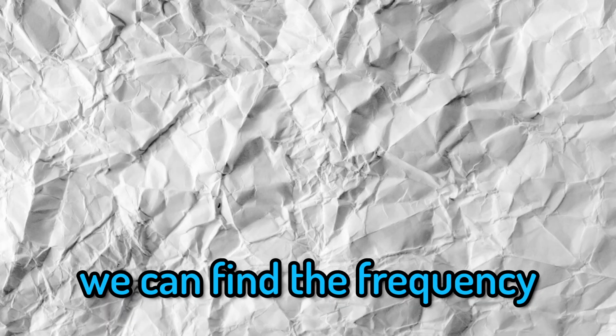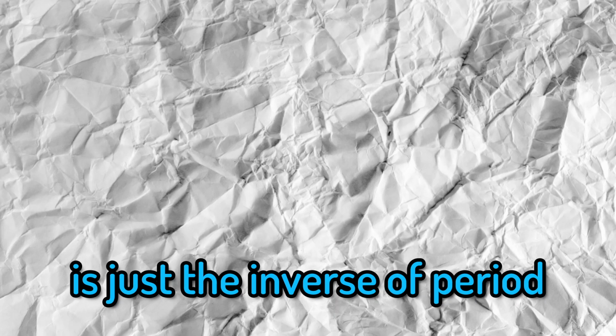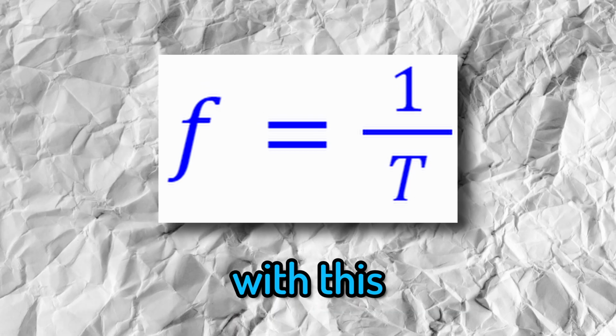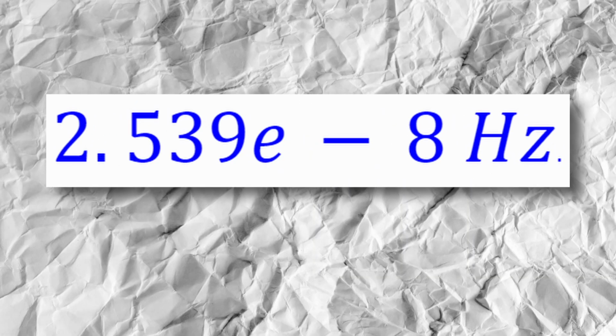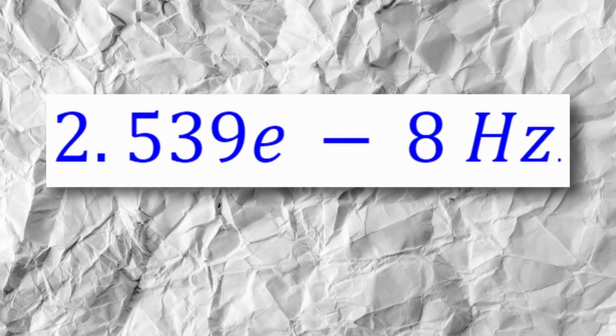Now that we have the period, we can find the frequency, and since the frequency is just the inverse of period, the formula is simply f equals 1 over t. With this, we can find that the frequency is this, which evaluates to 2.539 times 10 to the negative 8 hertz. Up next, we can demonstrate orbital motion with Universe Sandbox.